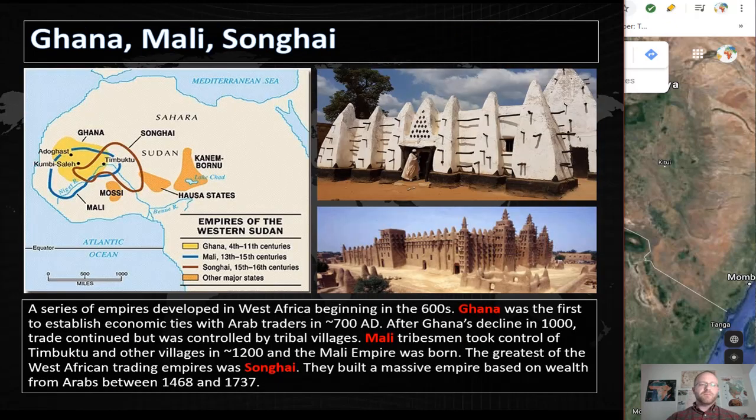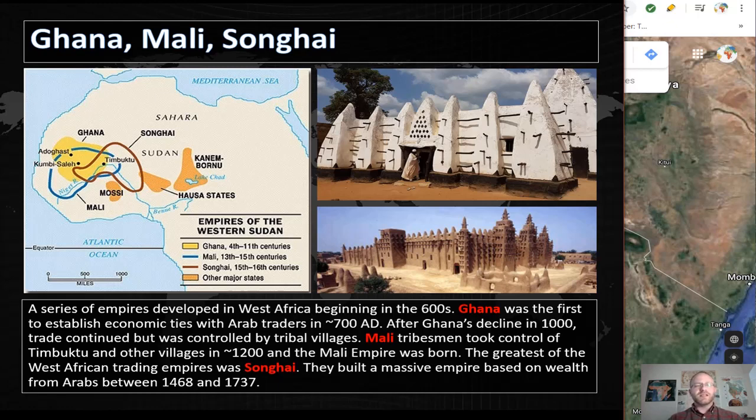Now while the Aksum Empire was blossoming in Ethiopia, the Empire of Ghana was developing in modern-day Mali. This slide says that a series of empires developed in West Africa beginning in the 600s. Ghana was the first to establish economic ties with Arab traders in approximately 700 AD. After Ghana's decline in 1000, trade continued but was controlled by tribal villages. Mali tribesmen would take control of Timbuktu and other villages in 1200, and the Mali Empire was born. The greatest of the West African trading empires was the Songhai. They built a massive empire based on wealth from Arabs between 1468 and 1737.